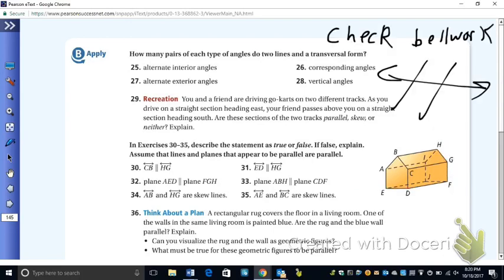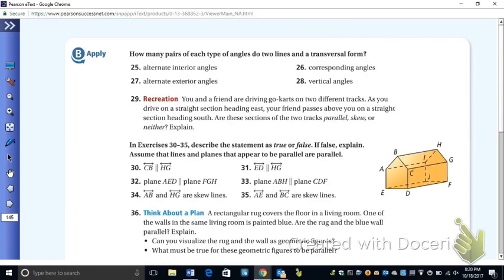What they're asking is how many pairs of each type, how many pairs of alternate interior angles, corresponding angles, vertical angles, and alternate exterior angles occur when we do that. The bell work from today, the 18th, accounted for 25, 26, 27, and you guys should be able to figure out 28. Okay, so moving on.